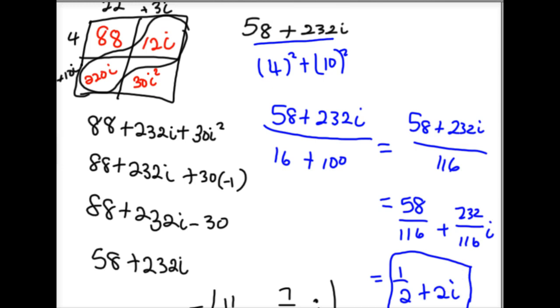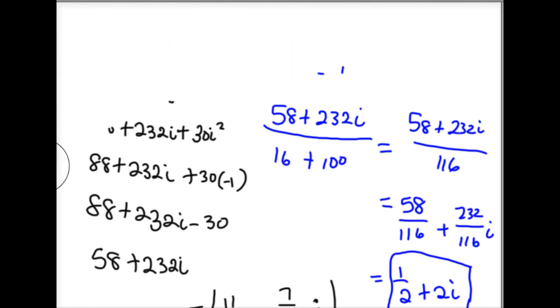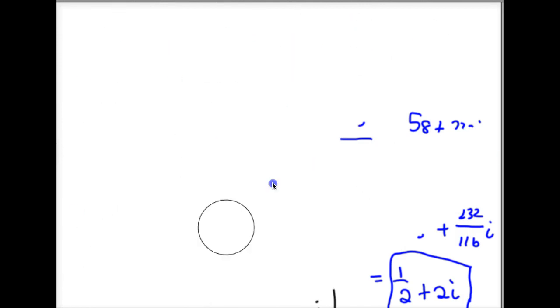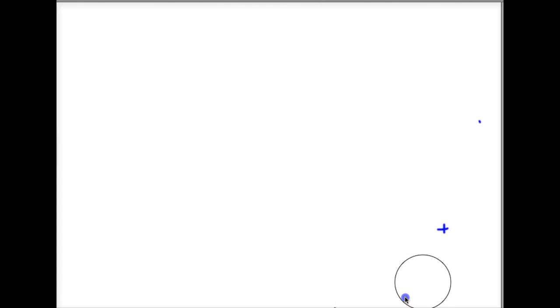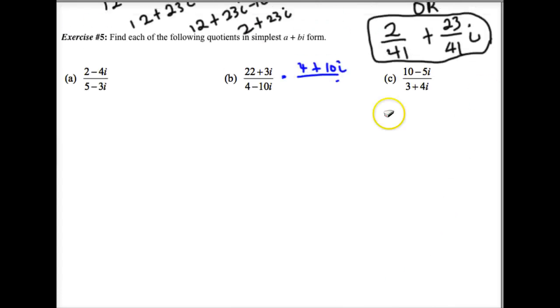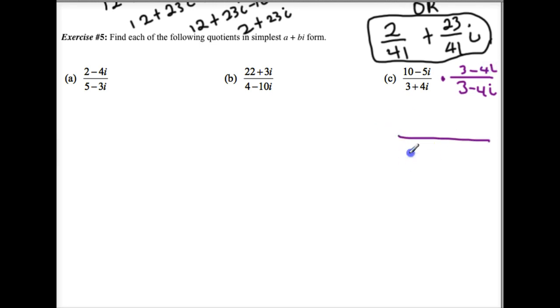Let's go ahead and try the last one. I am going to take all of this out and try the last question. Letter C, which is all the way up here. So, C, first thing, remember, conjugates. 3 minus 4i, 3 minus 4i. This is going to be 3 squared plus 4 squared.